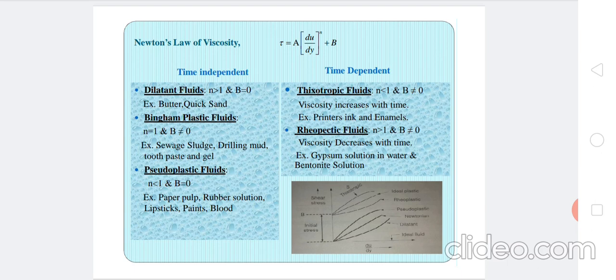Now, this is a diagram, shear stress versus velocity gradient. In this diagram, various types of fluid are shown. On the top of this diagram, there is a slightly convex curve named thixotropic fluid, and at the bottom of this diagram there is a dilatant fluid, concave in nature, and the time independent fluid.